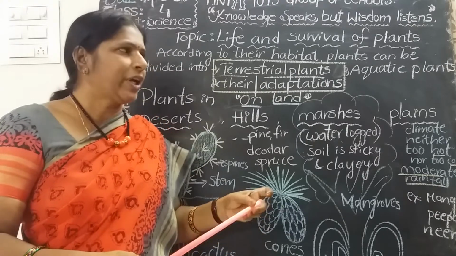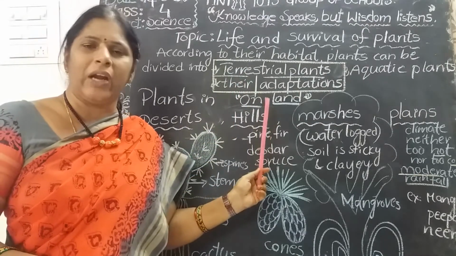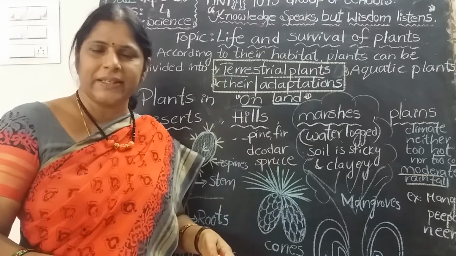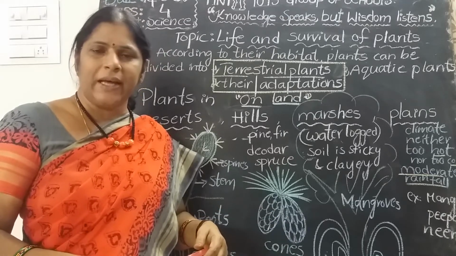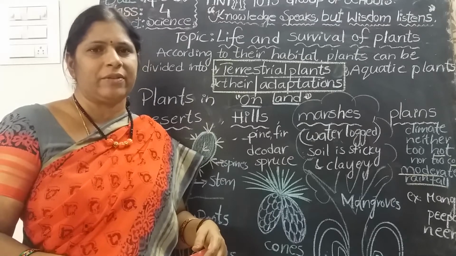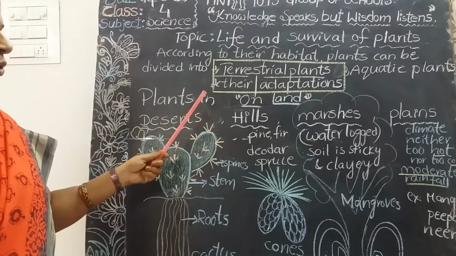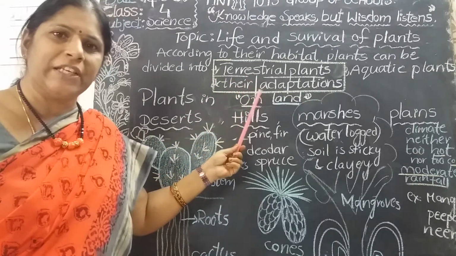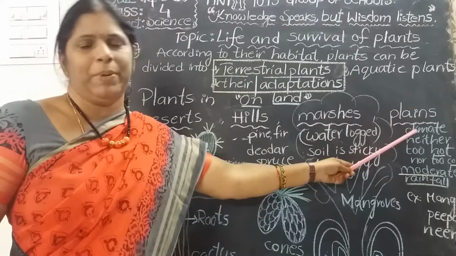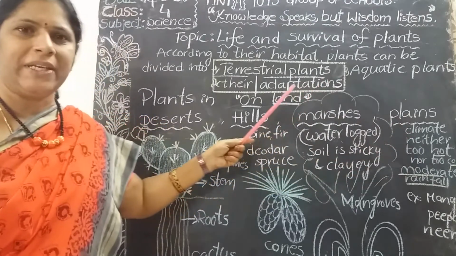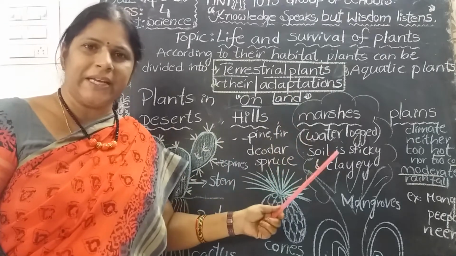Is it clear? So see here, terrestrial means on land. Land has forests, mountains or hills, and plains. Children, we will discuss these very briefly. Terrestrial plants are again divided into those living in the desert, in the hills, in marshy places and on the plains. The land has desert, forest, mountains, hills, plains and marshes.